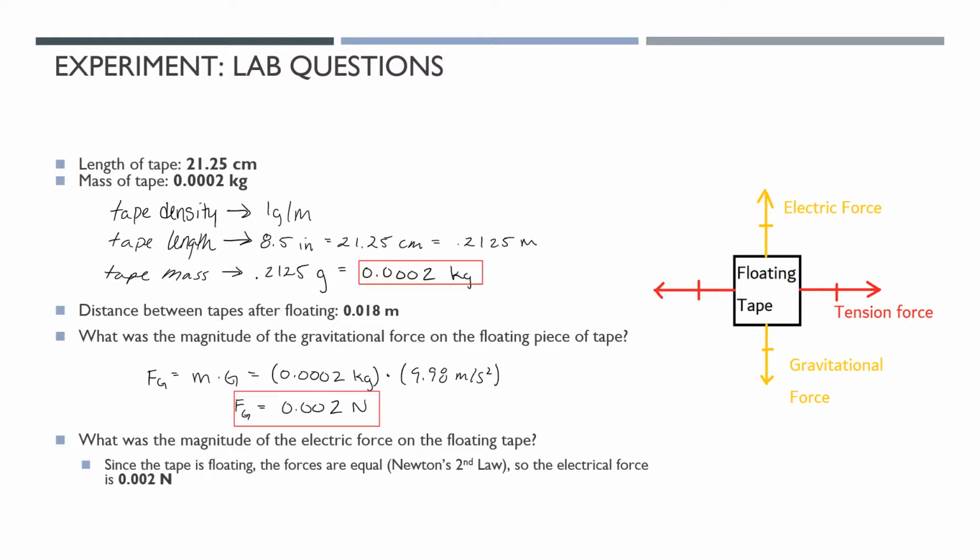As you can see, I did a force diagram of tape B on the right, where we have in the y direction the electric force and the gravitational force. Now, these have to be equal since Newton's second law tells us that since the tape isn't moving, its acceleration is 0 and its forces are equal. So knowing that, we know that the electric force has to be equal to the gravitational force of 0.002 newtons.